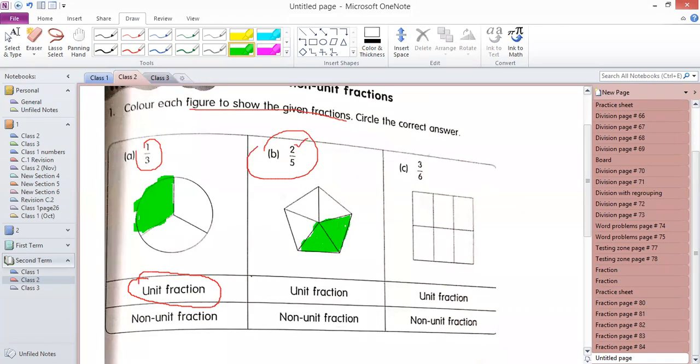So I colored 2 parts. So is it correct now? Is it 2 over 5? Yes. Now tell me, is 2 over 5 a unit fraction? No. It is a non-unit fraction.